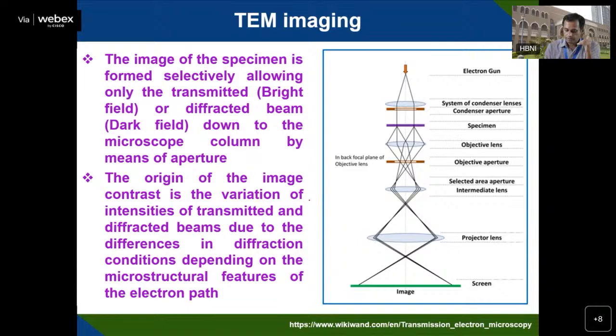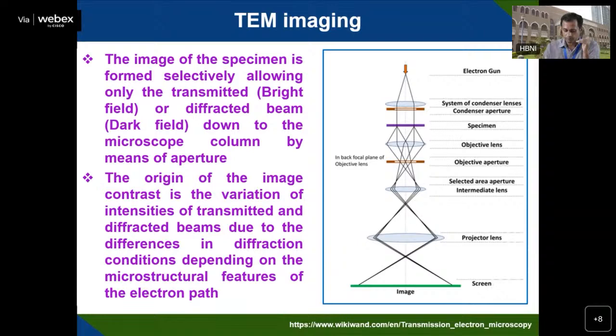Say you have a sample surface here, after interacting with the electron beam, what will happen is that one will be the direct beam passing through the sample. Since you have multiple lenses, this direct beam comes through. Another beam, which is coming here, can be slightly diffracted. This type of diffracted, tilted beam can also be used. So mainly two types of image are produced in TEM imaging: bright field and dark field. The image formed by selectively allowing only the transmitted beam will be bright field, or the diffracted beam will be dark field.